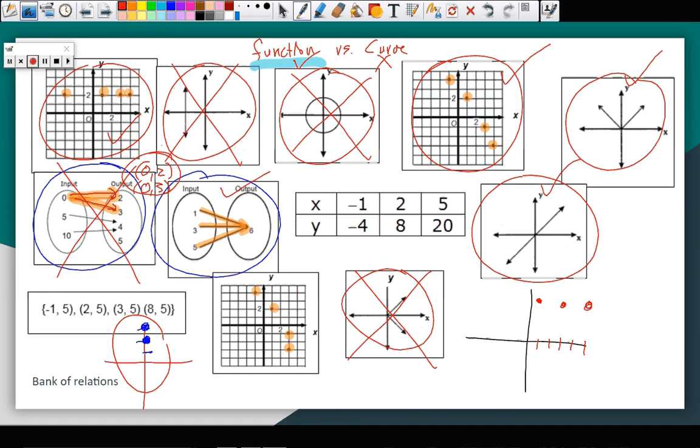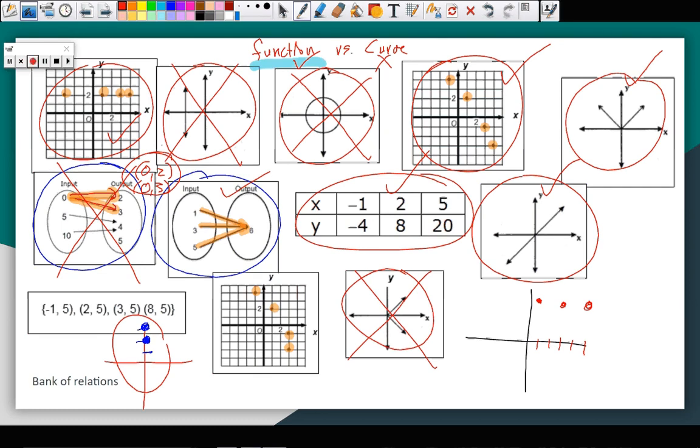Now, what I just did with those two examples, I want you to look at this and graph it in your head if you need to. Tell me, is that going to be a function or a curve? So picture it: -1, -4, 2, 8, 5, 20. Does it pass the vertical line test? Yes. So this is a function. You'll see what we did there?